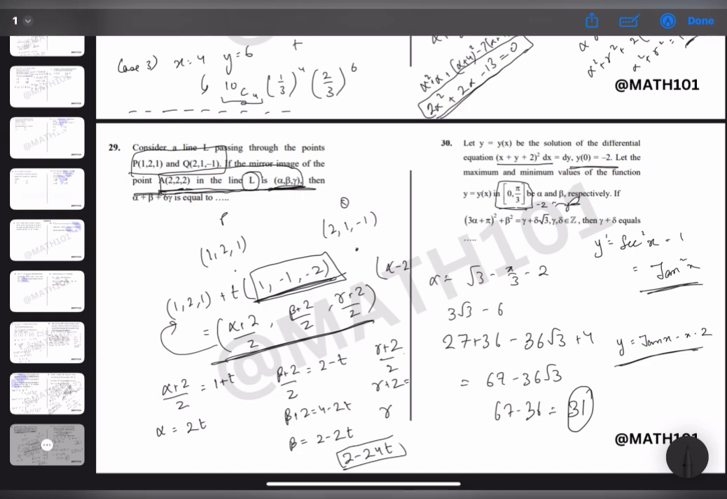Because this is equal to gamma plus delta root 3, gamma is 67, delta is minus 36, because both of them are integers. So yeah.